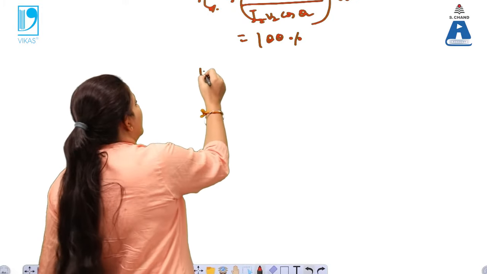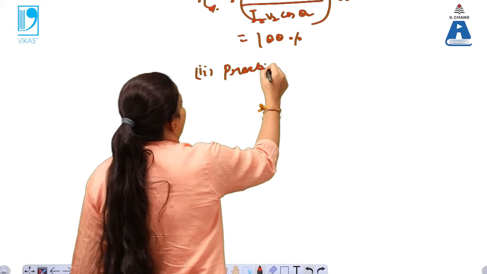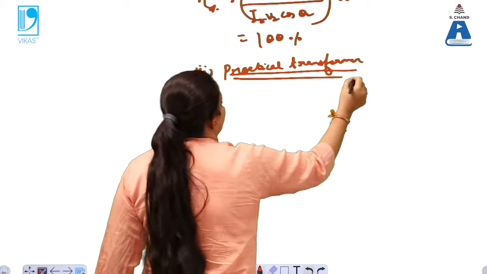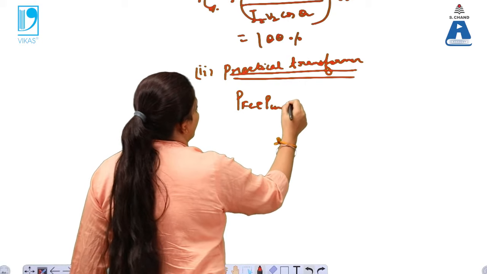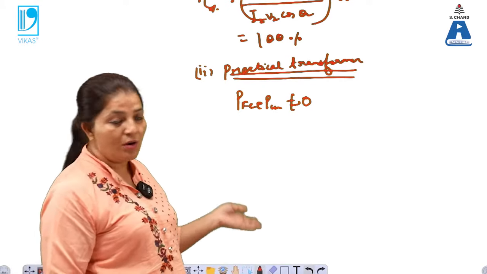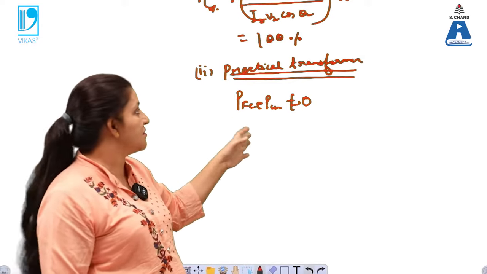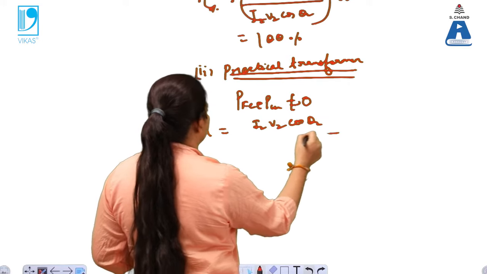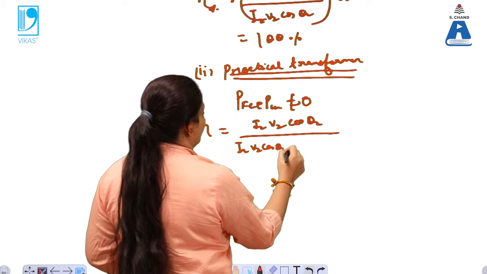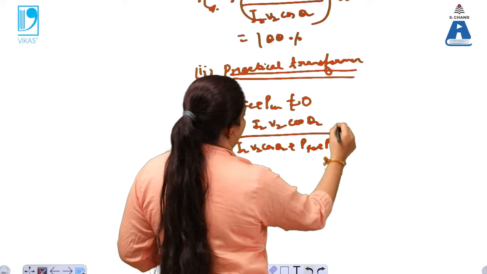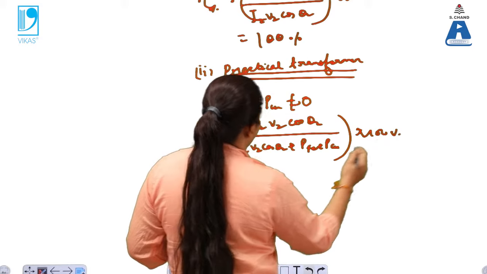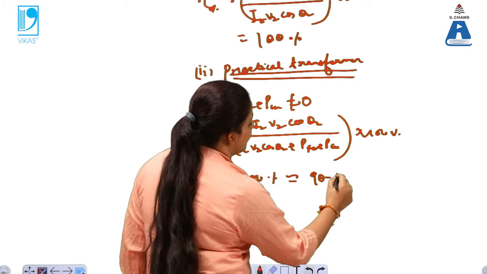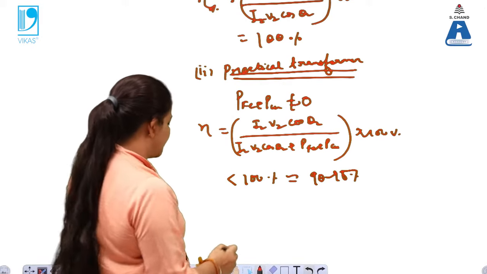Second one is a practical transformer. In a practical transformer, P of iron plus P of copper is non-zero, means there are some losses due to iron and copper, winding losses, and hysteresis and eddy losses are also present. So when we calculate this efficiency, it is less than 100%. In most transformers, it is equivalent to 90 to 95%. So this is defined as the efficiency of transformer.